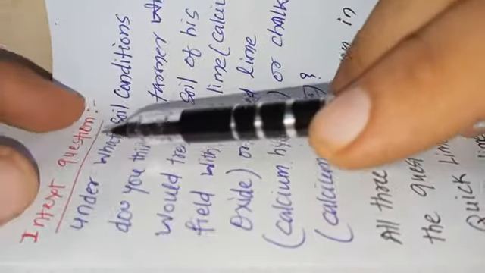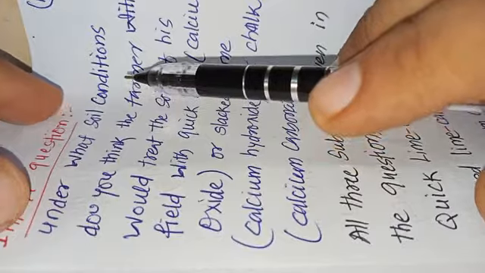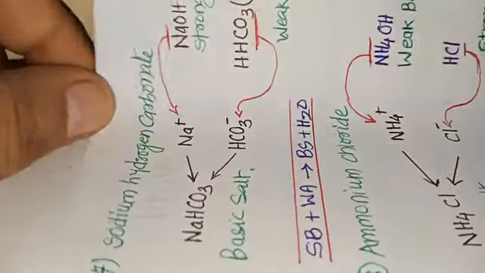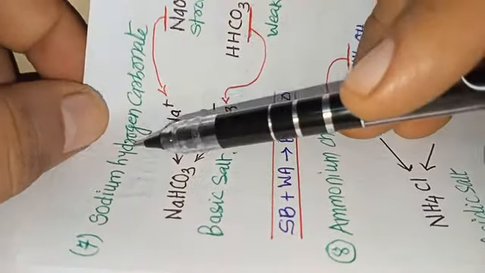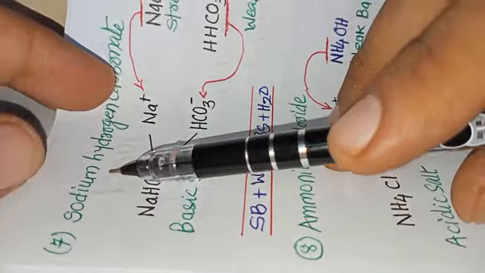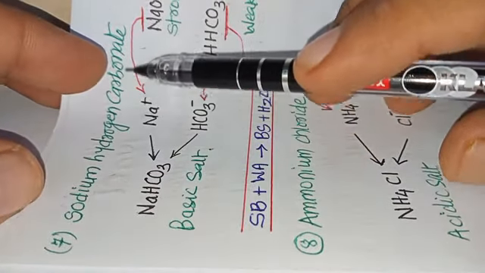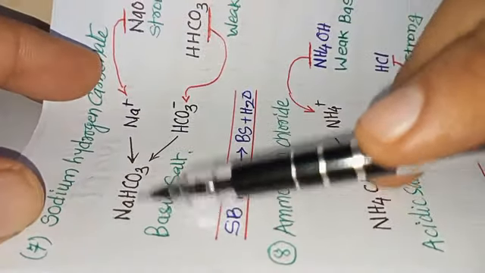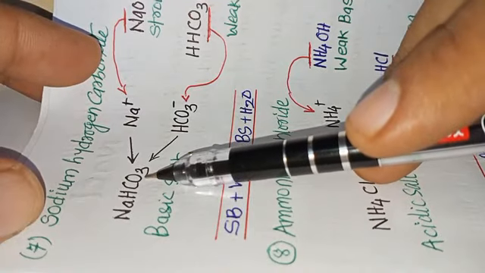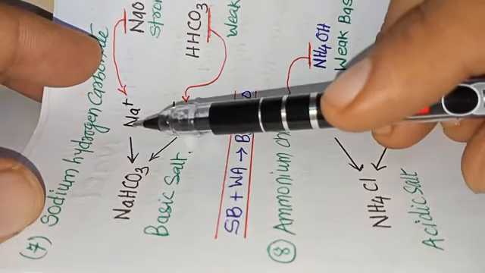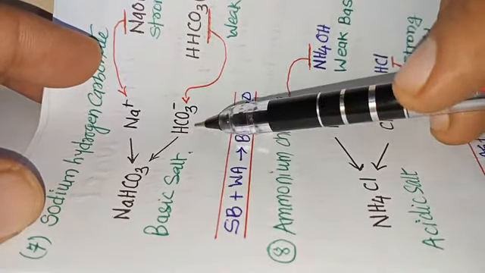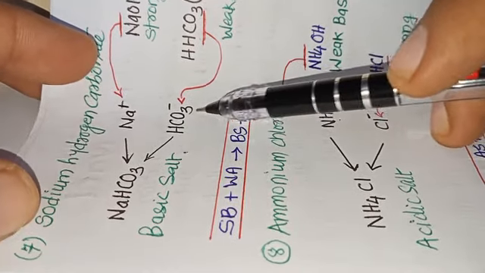Now we can study about more salts, my dear students. The next salt that we need to study about is the sodium hydrogen carbonate. It has the formula NaHCO3. It has two ions, the positive ion that is Na plus, and the negative ion which is the hydrogen carbonate ion, HCO3 minus.